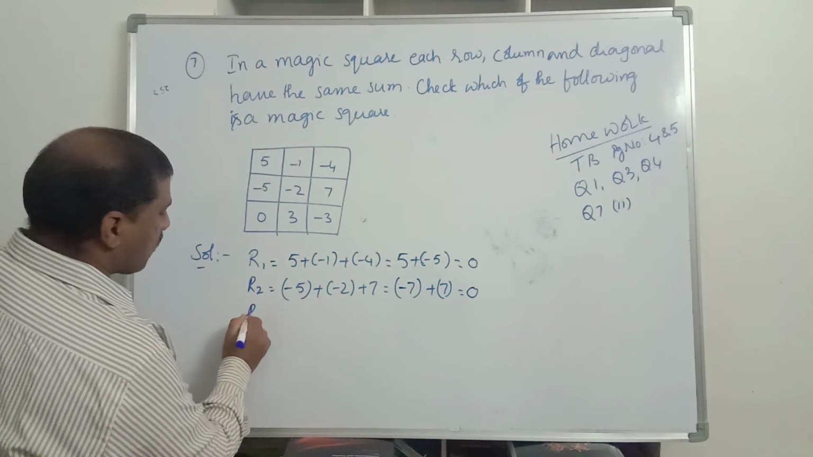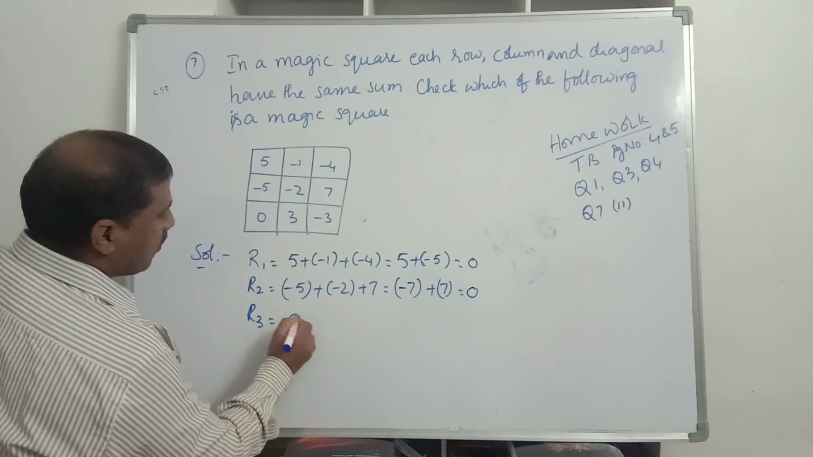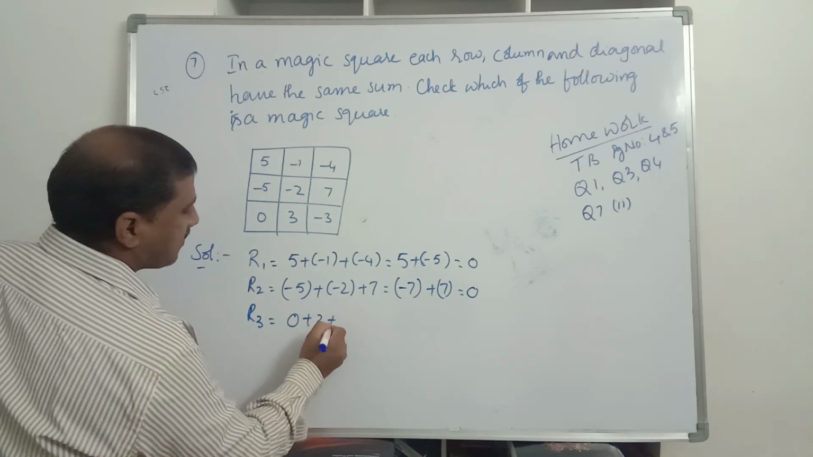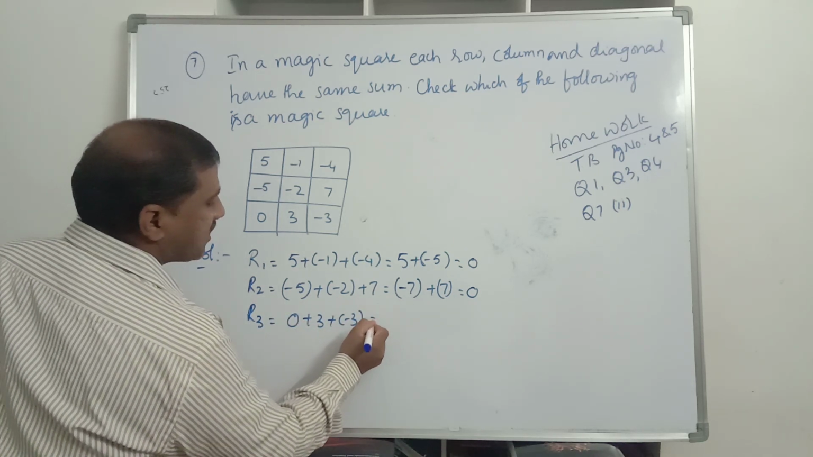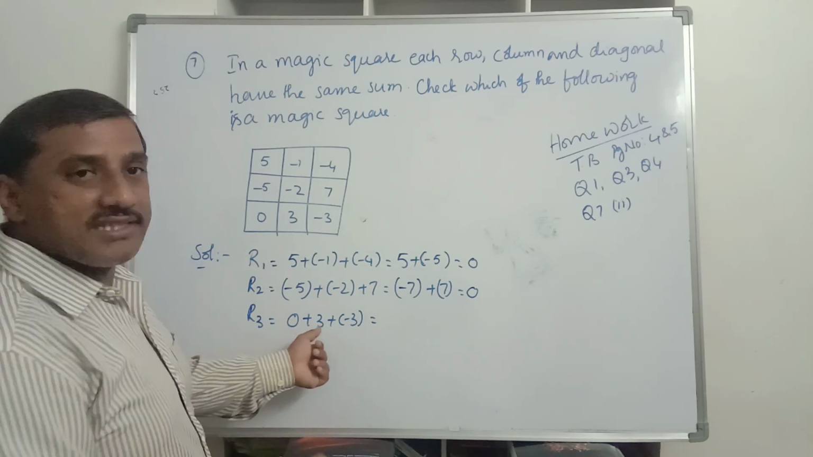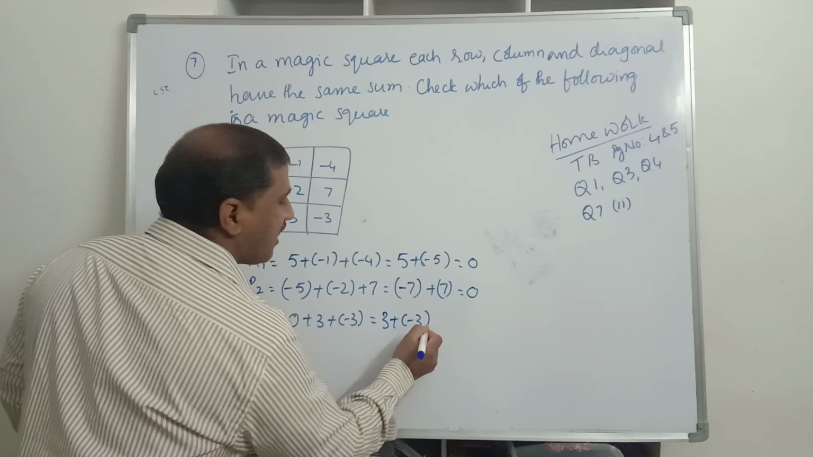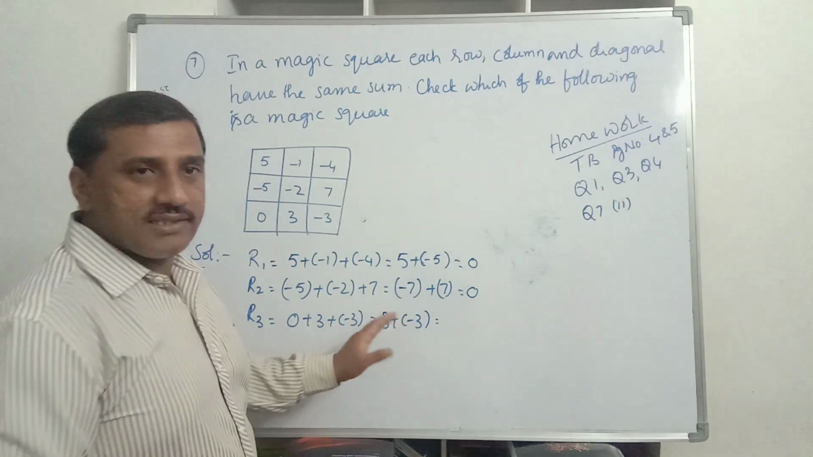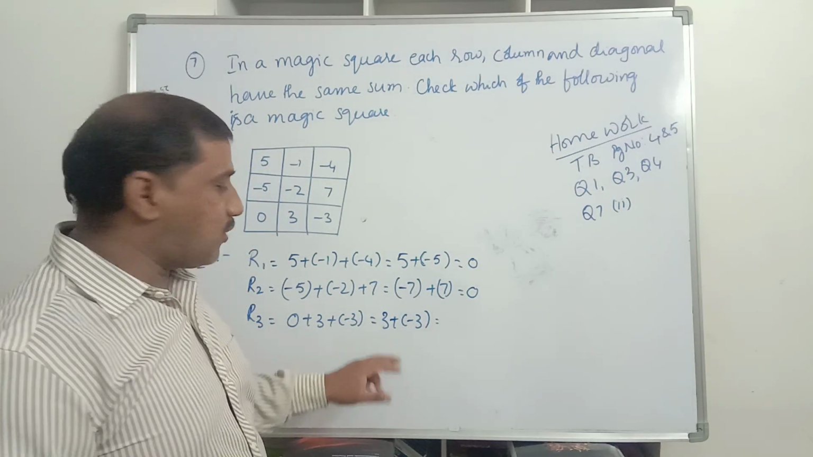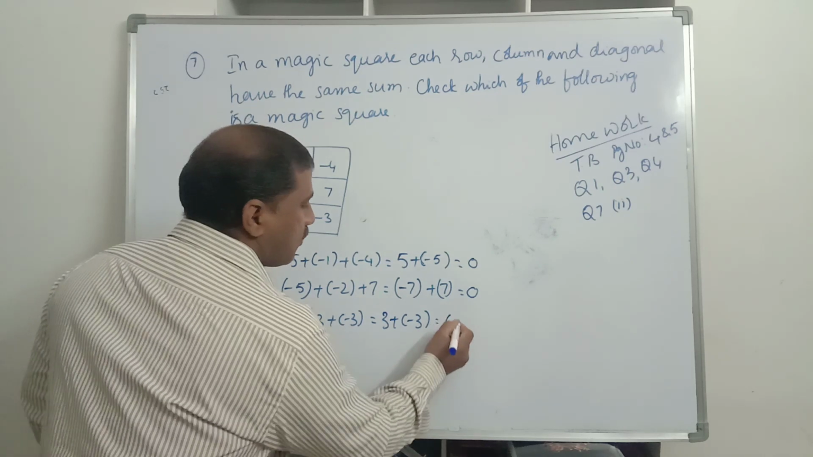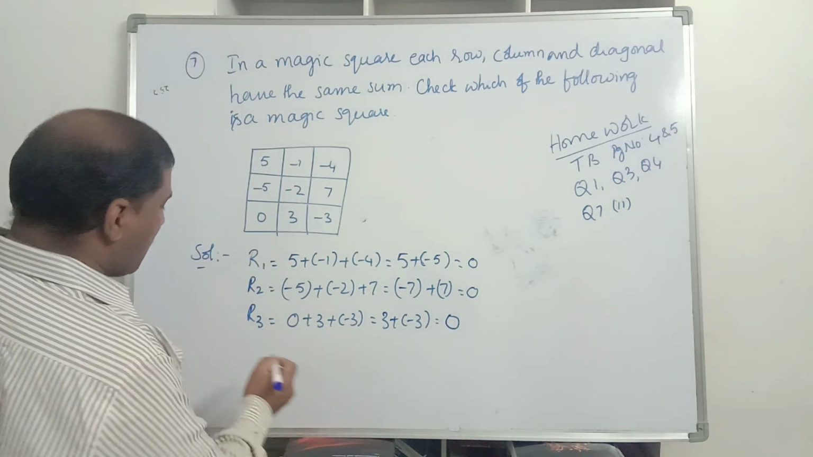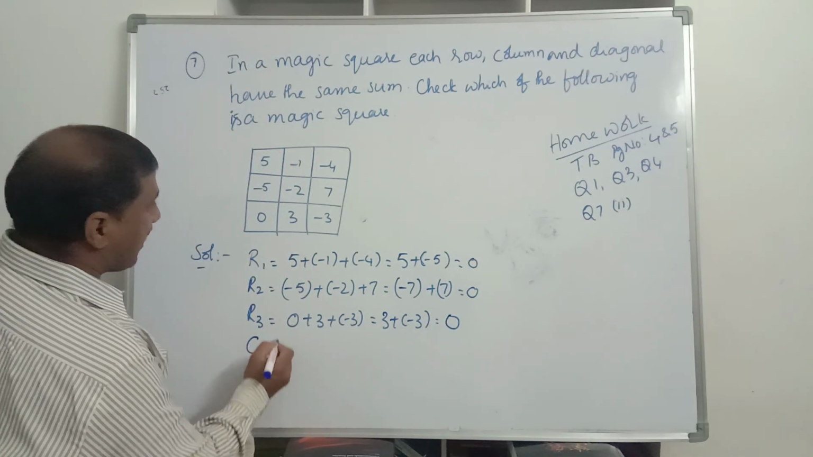Next, row 3. It is 0 plus 3 plus (-3). So first add these two numbers. 0 plus 3 is equal to what? 3 plus (-3). So what do we get again? The numbers with different signs, we get 0. 3 minus 3 is 0. Subtract the numbers.